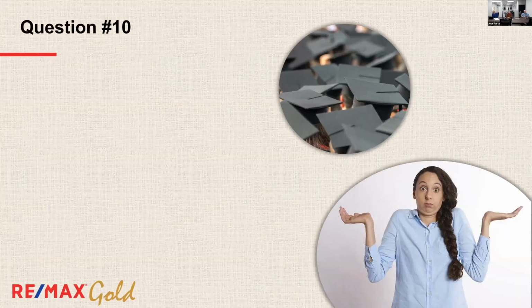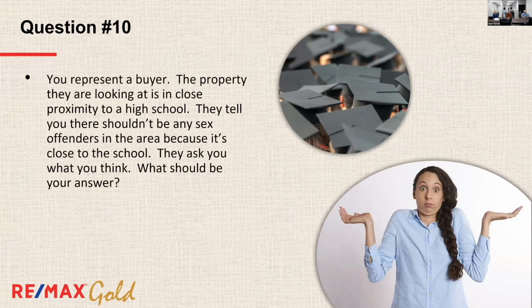Okay, number 10, you represent a buyer. The property they are looking at is in close proximity to a high school. They tell you there shouldn't be any sex offenders in the area because it's close to the school. They ask you what you think. What should be your answer? Look it up. Look it up on the computer, because they have all that on there.